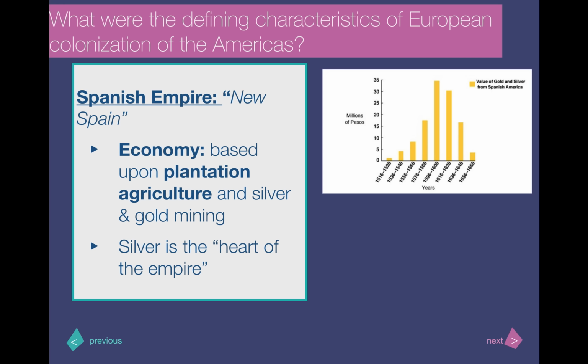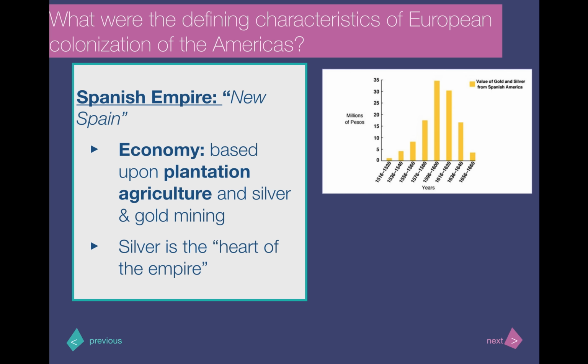The economy of the lands that were formerly controlled by the Aztec and the Inca is based upon plantation agriculture and silver and gold mining. Plantation agriculture is defined by the idea that this is a large-scale plot of land, and what's grown on that plantation is grown for cash cropping. It's grown specifically for profit and to be exported to another country. It's not being grown specifically for the local people to eat. So we're talking about growing a single crop here.